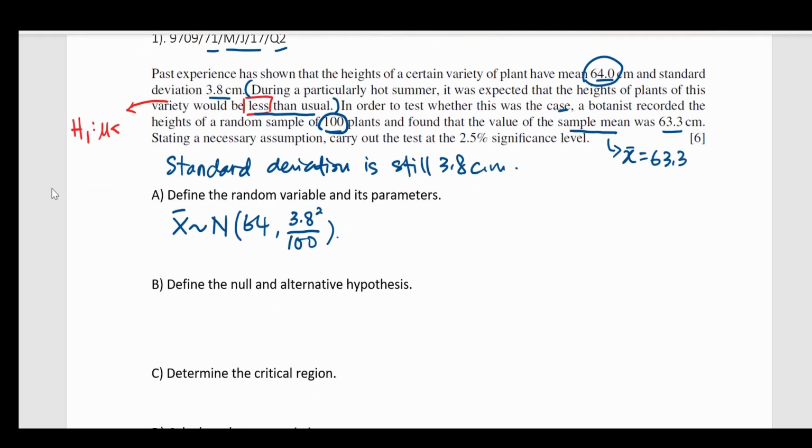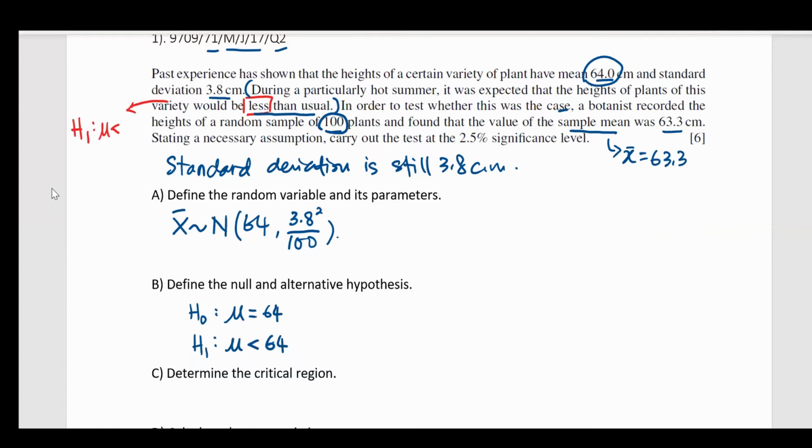And now we have to determine the null and alternative hypotheses. As we can tell, supposedly the mean height should be 64 cm for this type of plant, but due to the hot summer, it's expected that it's less than usual. So the alternative is less than 64.